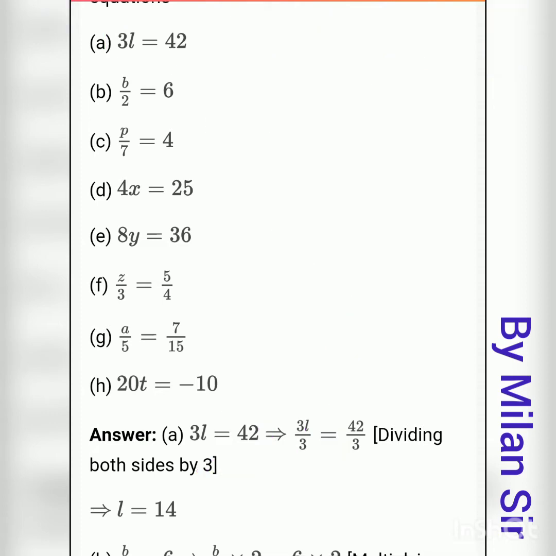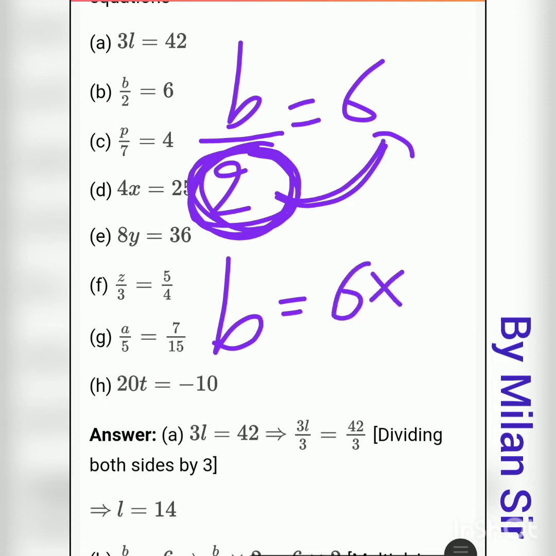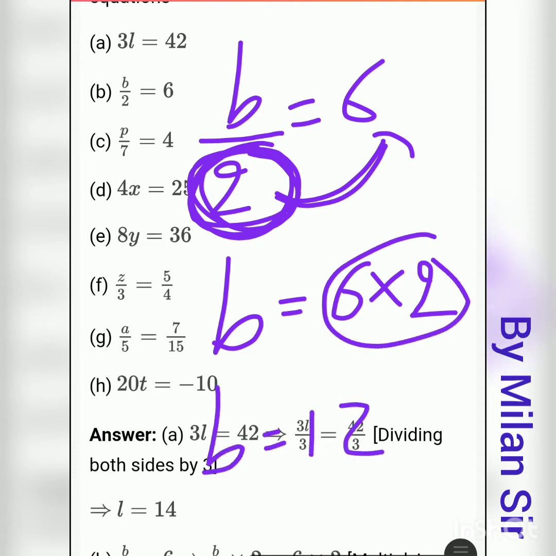Okay. After that, second equation, b by 2 is equal to 6. Right now b is divided by 2, so 2 is in the denominator. If we transfer it to the right hand side, it goes to multiplication. That means the numerator goes to the denominator, and the denominator goes to the numerator. So right now our 2 is in the denominator. If we transfer it to the right hand side, it becomes numerator and multiplies with 6. So b is equal to 6 times 2, which is 12.